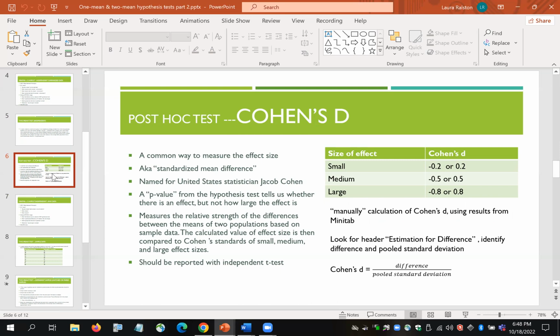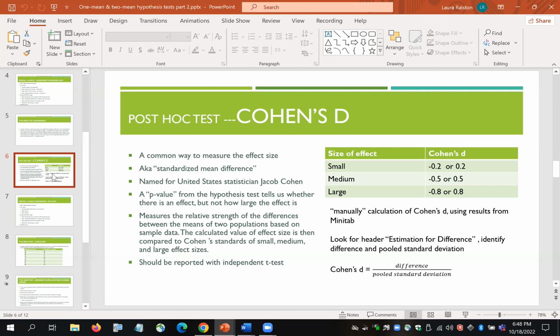And that post hoc test is called Cohen's d. It's named after the United States statistician Jacob Cohen, who developed it. And it's a way to measure what they call the effect size.